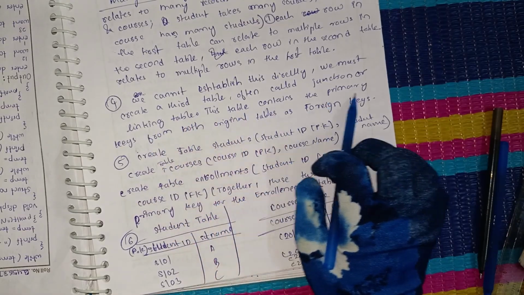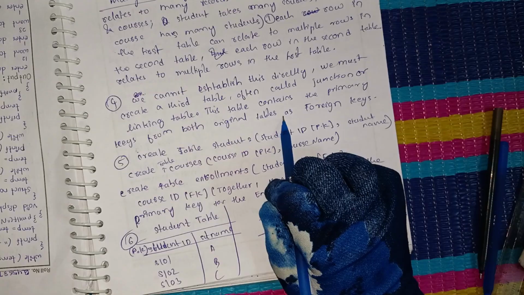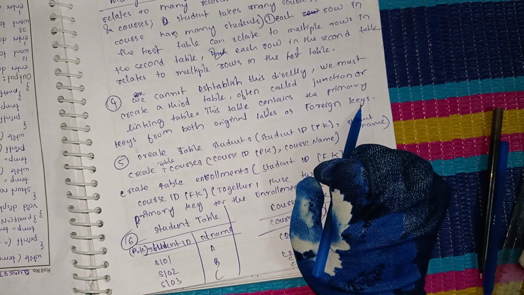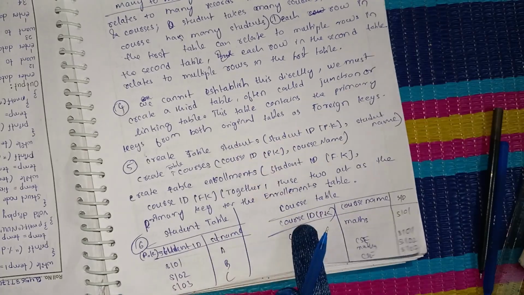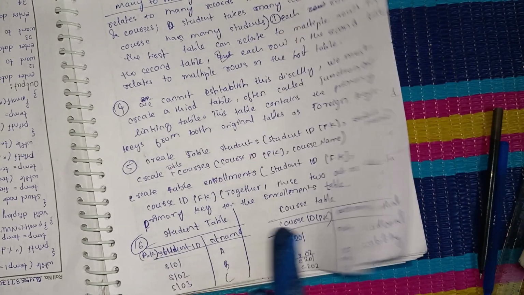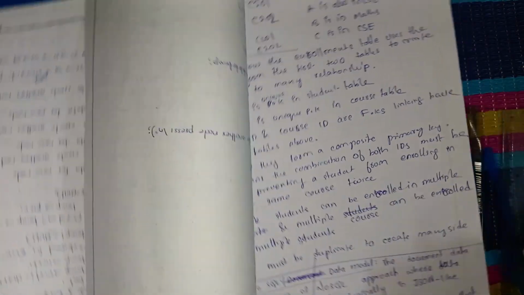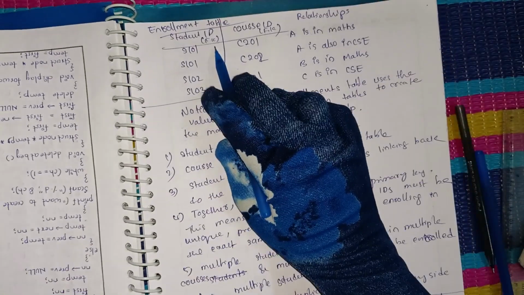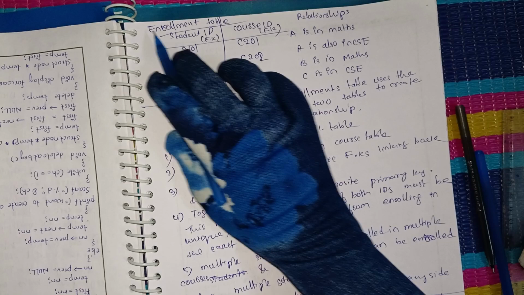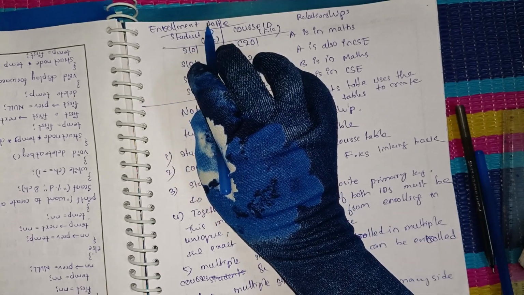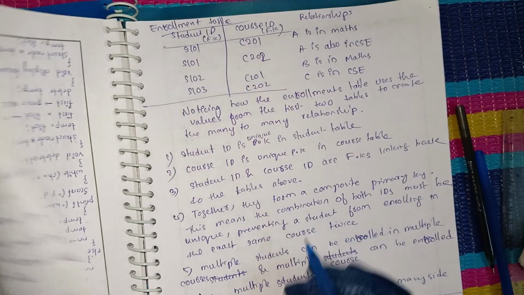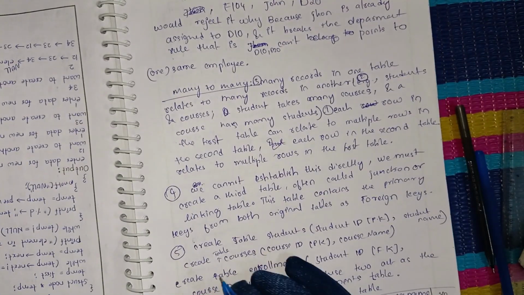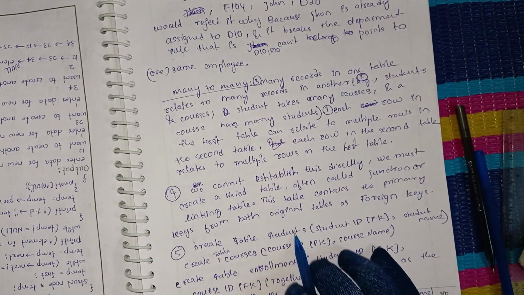This table contains the primary keys from both original tables as foreign keys. From both these tables it will take the primary keys and copy them as foreign keys. This enrollment table is the third table. Then we are creating these two tables.